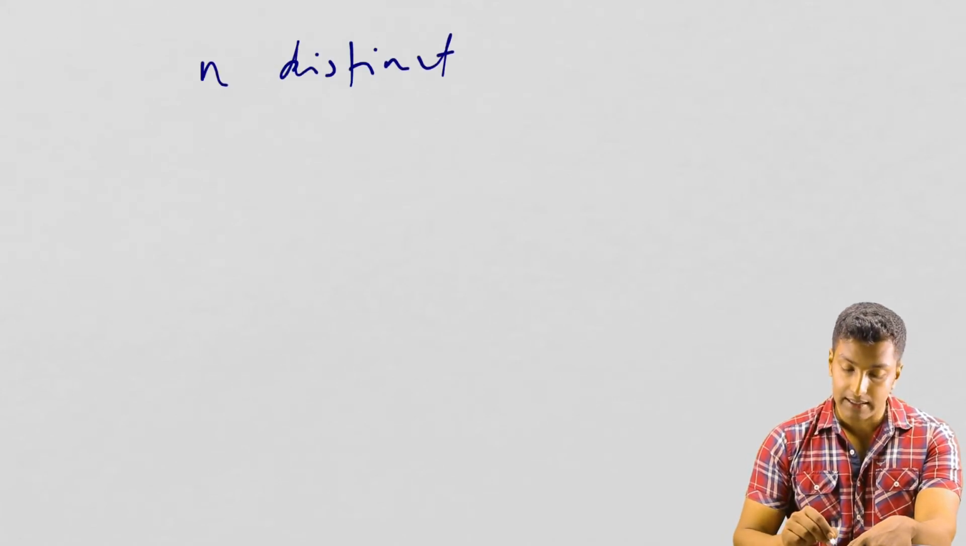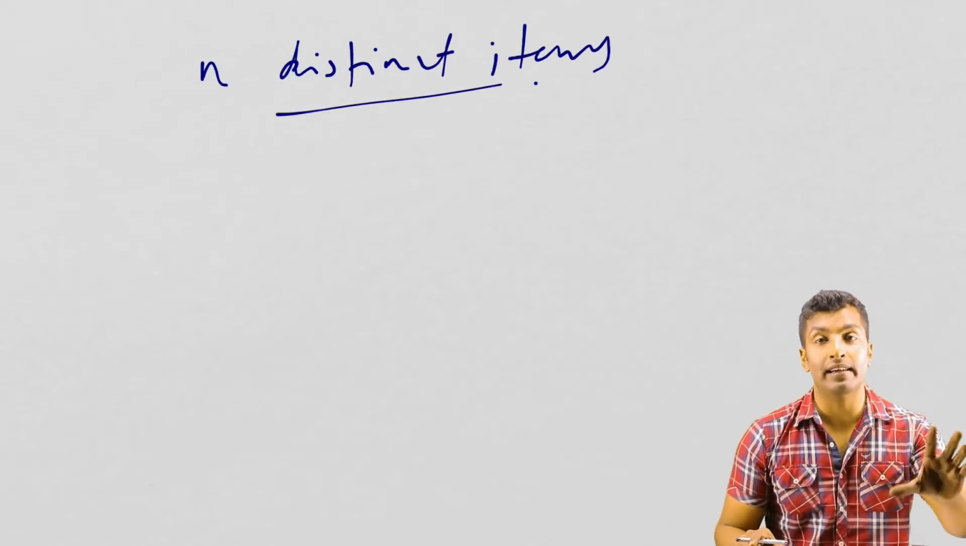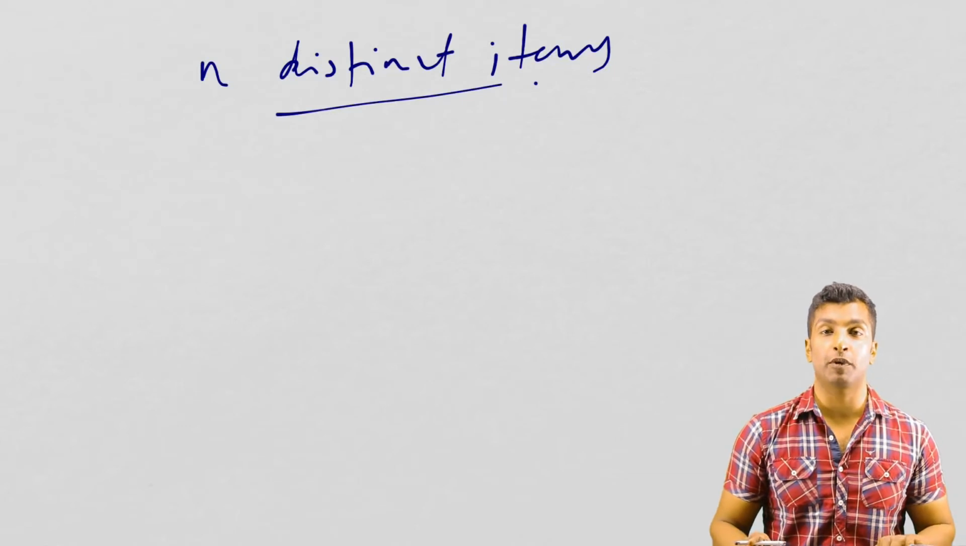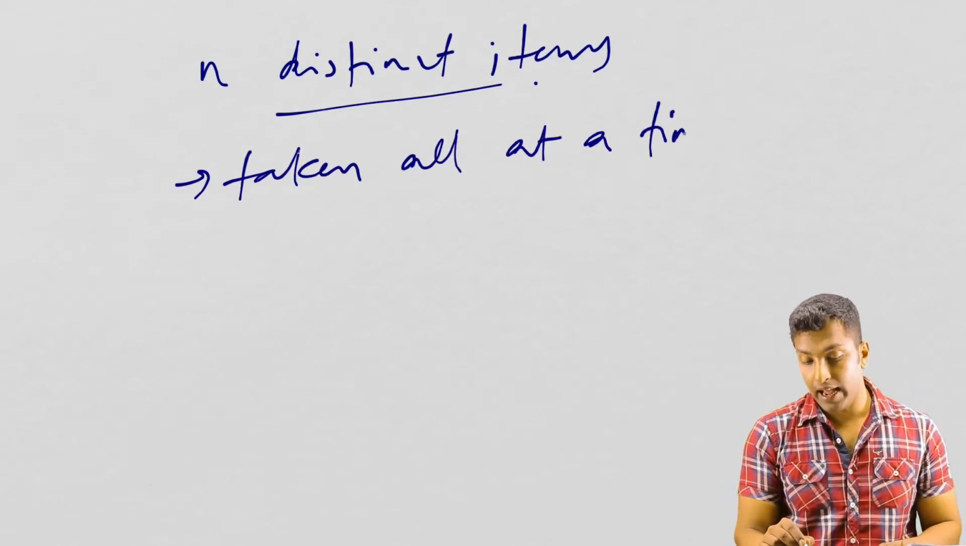We have seen permutation of n distinct items in different cases. There are three possible cases. Let's suppose you have n distinct items. This is very important, n distinct items. What are the three cases? You can take all n at a time and arrange. How many arrangements are possible? The first case is taken all at a time.